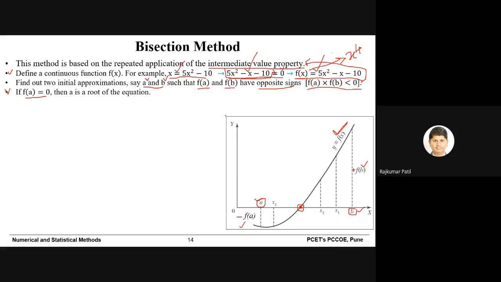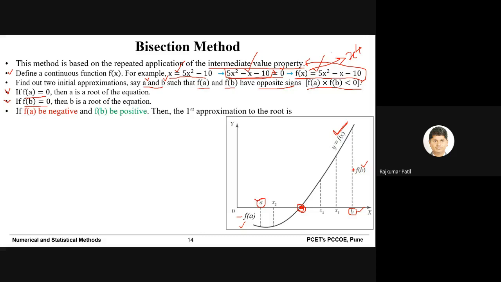If f(A) is not equal to 0, then you put B into the equation, and you may get f(B) equal to 0. When f(B) becomes 0, then you can say that B is the root of the equation. So these are the two rare cases, and sometimes this happens.